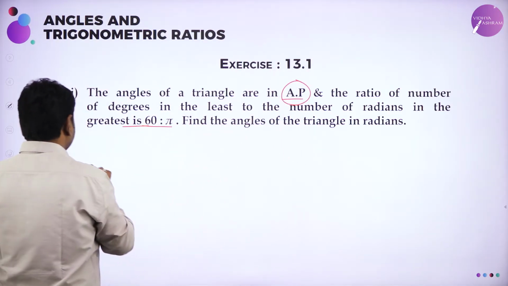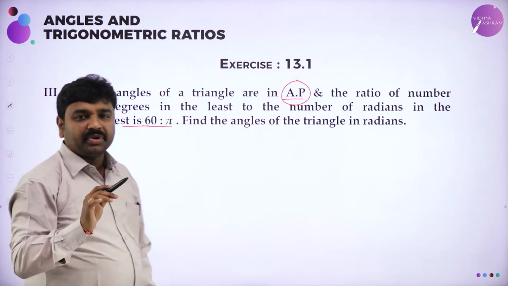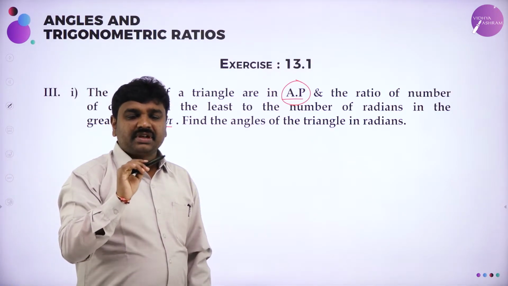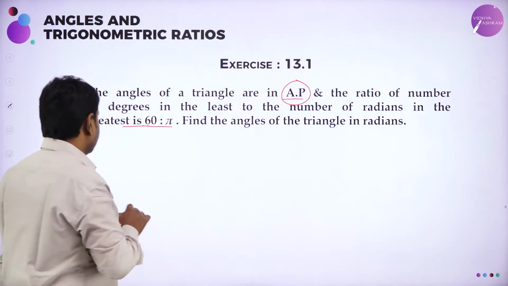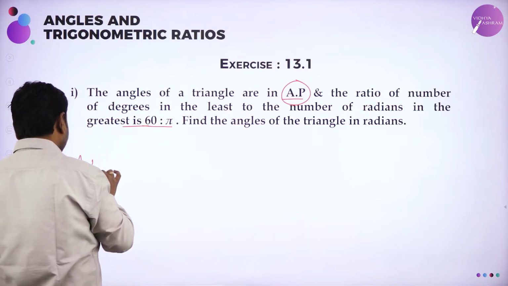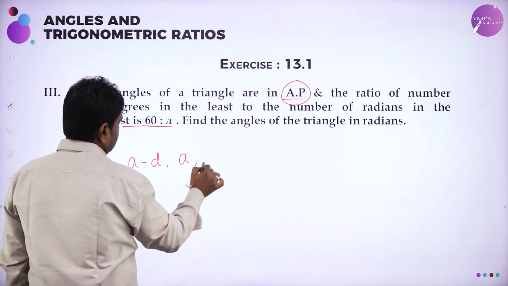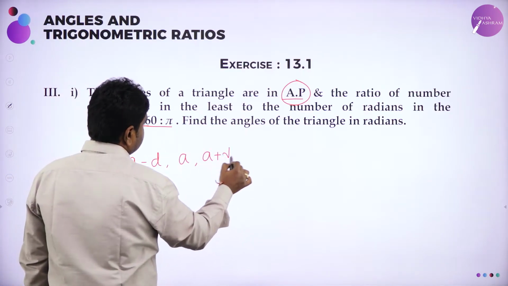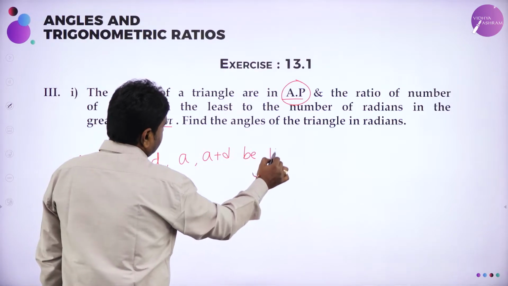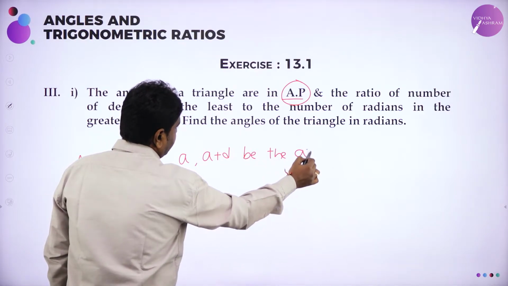See, they mentioned they are in AP. Dear students, you know, if 3 terms are in AP, we'll take the terms as what? A minus D, A, A plus D. So let us assume, let A minus D, A, A plus D be the angles of the triangle.